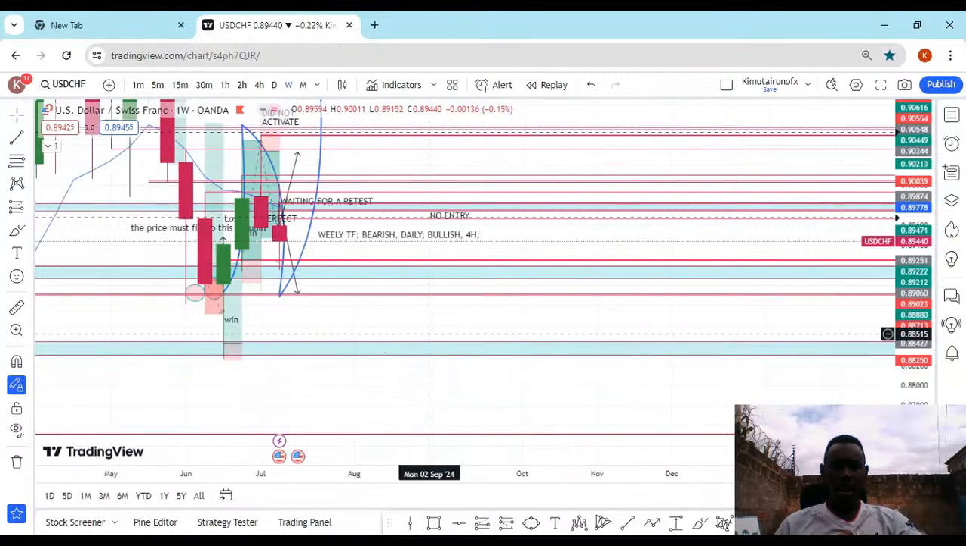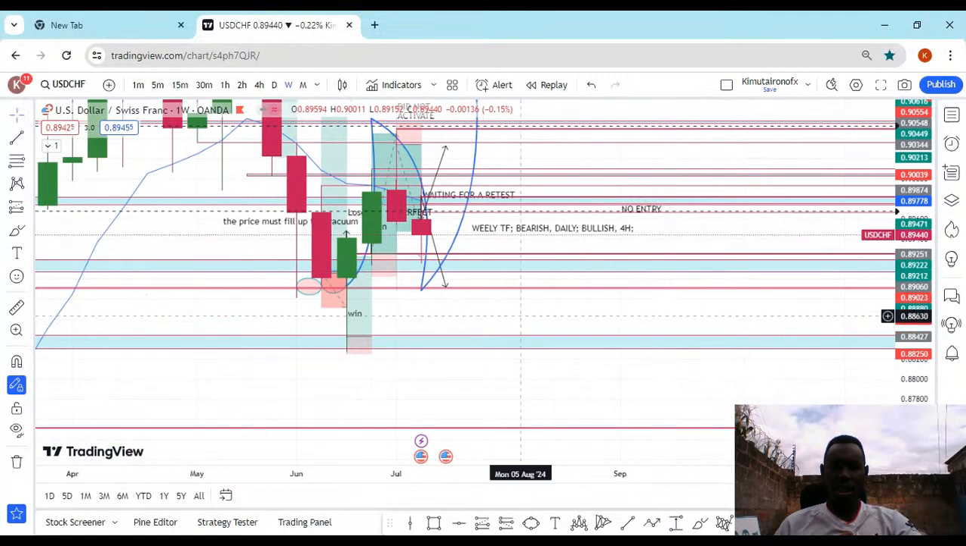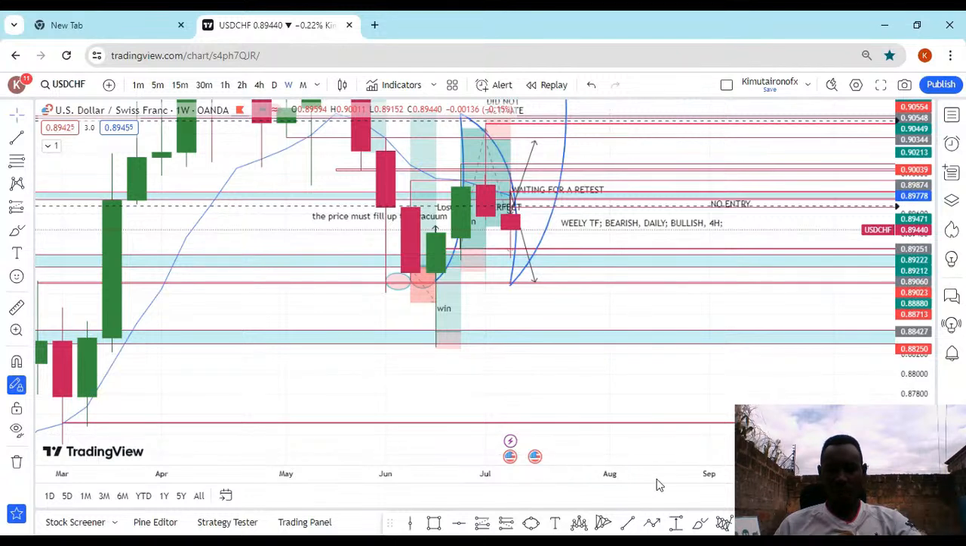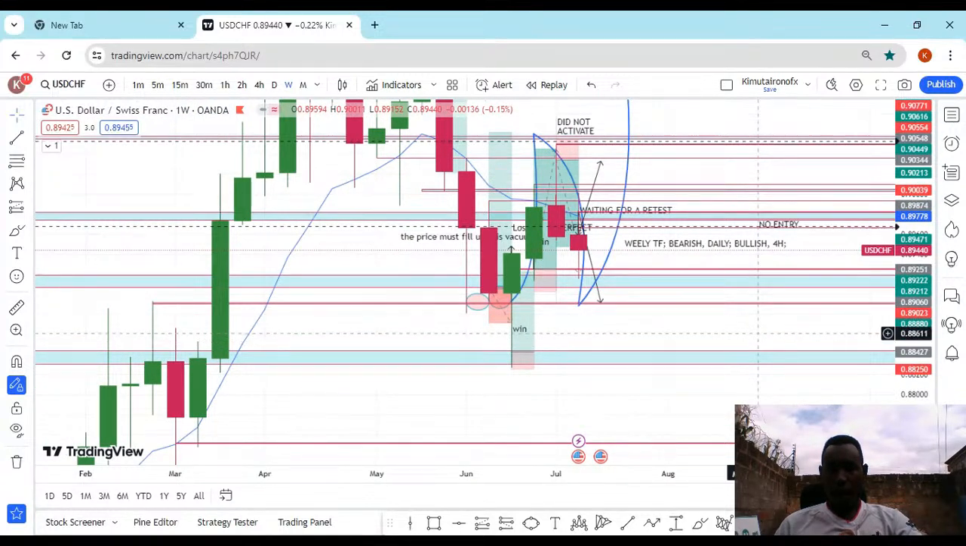Now this is the weekly time frame, and of course this has been our week. This week the market has not been so aggressive despite the news: the CPI, the PPI, and so forth, the US news. We also had the NZD, the New Zealand dollar news, which was also really badly affected by the news.